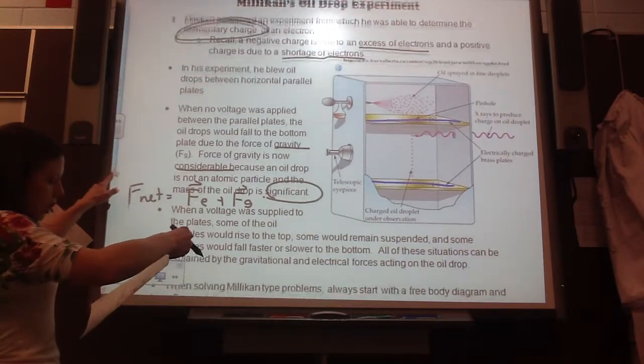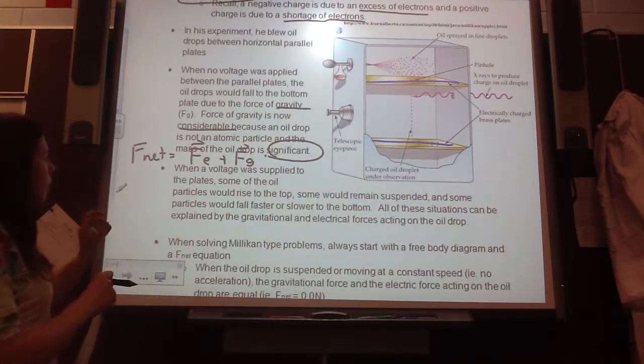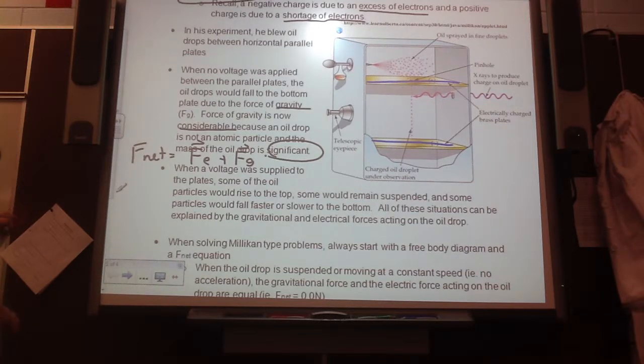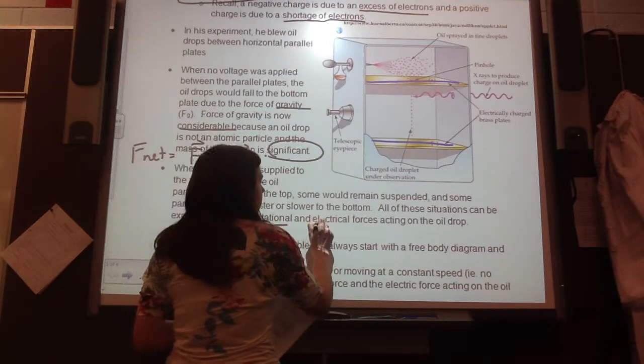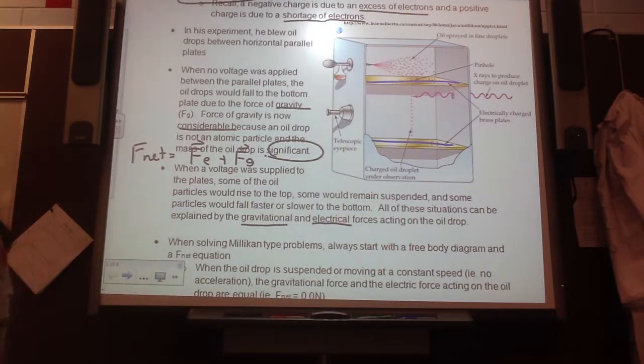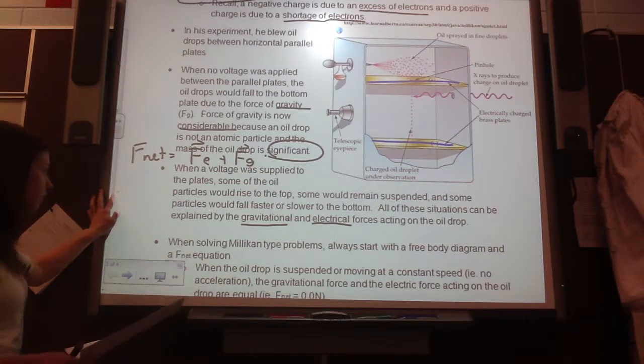Now, when a voltage is supplied to the plates, some of the oil particles would rise to the top. Some would remain suspended, and some particles would fall faster or slower. All of these situations can be explained by the gravitational and electrical forces acting on the oil drop. So it can depend on what charge the oil drops have. They're not all going to be the same, and how heavy each of the oil drops is. They won't come out as perfect, identical oil drops, just like our film canisters had different amounts of kernels in them. Different oil drops will have different masses and different charges.